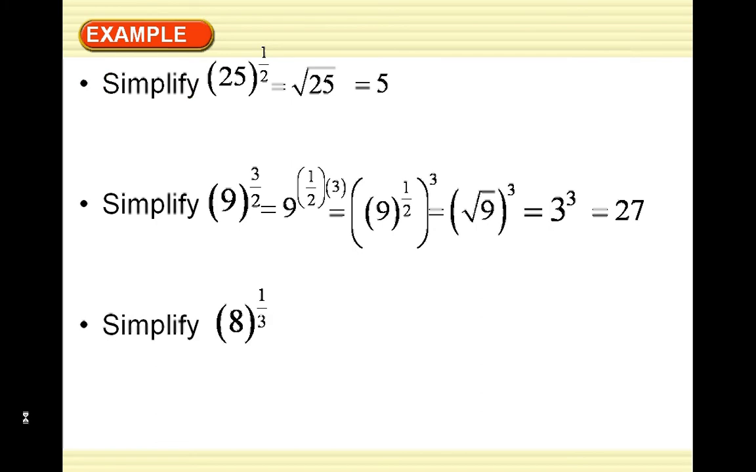What about 8 to the 1/3 power? Well, logically, we should be able to see that if 25 to the 1/2 power is the square root of 25, then 8 to the 1/3 power should be the cube root of 8. And we know that 2 times 2 times 2 is 8, so the cube root of 8 is equal to 2.